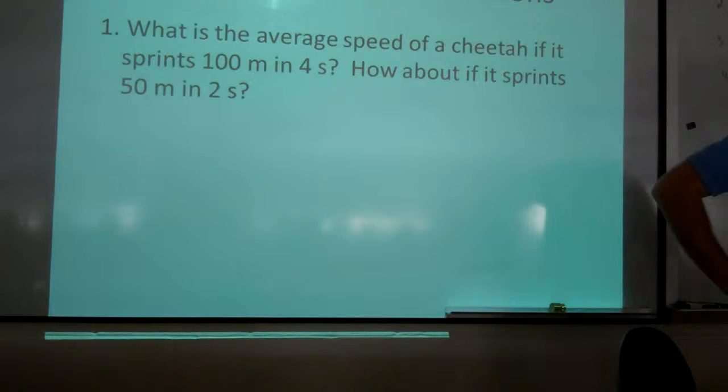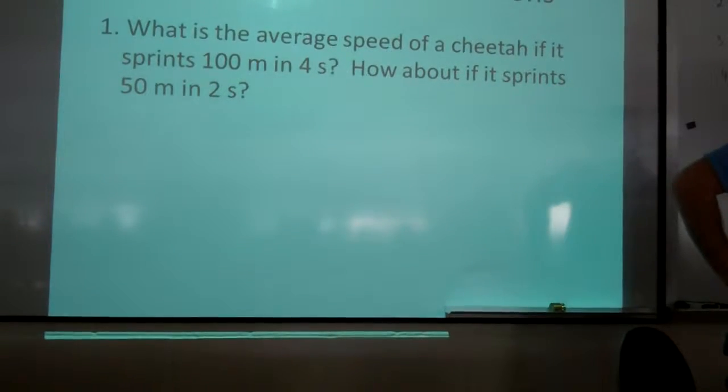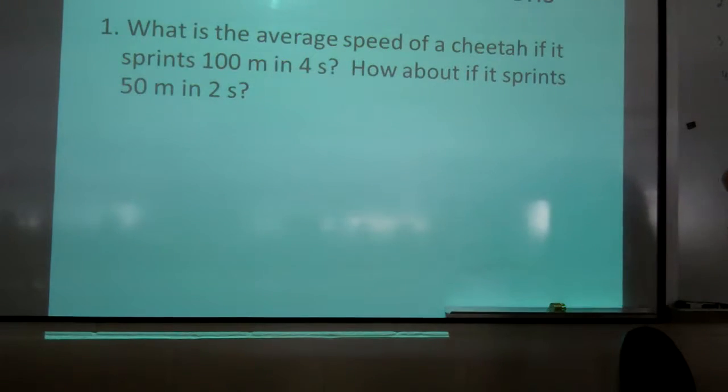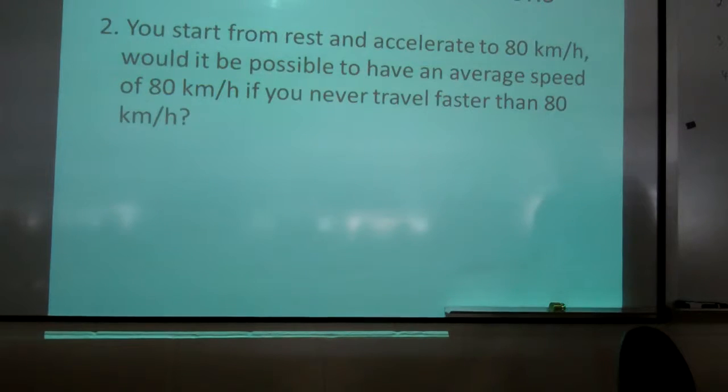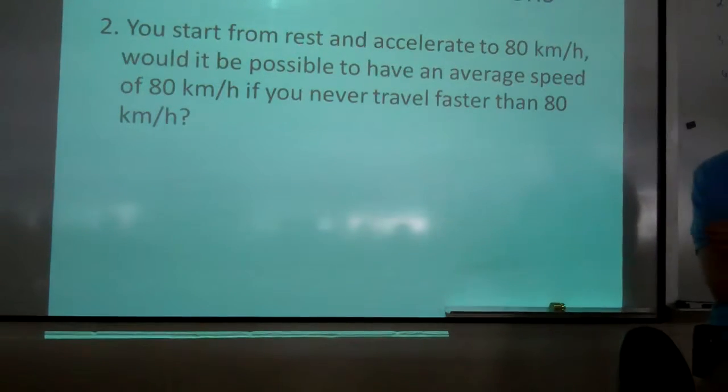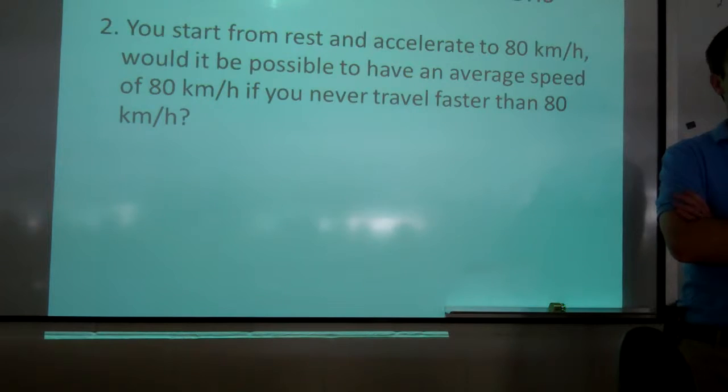Alright, so speed and velocity questions. What is the average speed of a cheetah if it sprints 100 meters in 4 seconds? Julius. 25 meters per second. You're amazing. How about if it sprints 50 meters in 2 seconds? 25 meters per second.